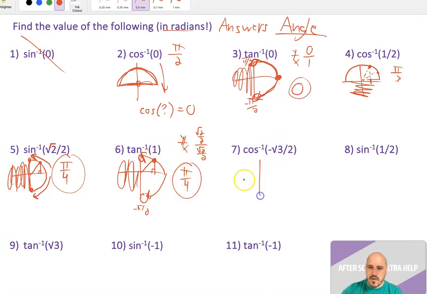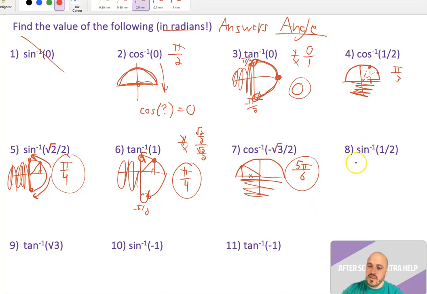All right, inverse cosine of negative root 3 over 2. Well, I'm somewhere over here. If I'm negative, I also know I'm not in my first quadrant, so I'm somewhere here. This is the longer side, right? So if I have a longer side for my x value, what angle is that? Well, some people may call it 150 degrees, or it's 5 pi over 6.